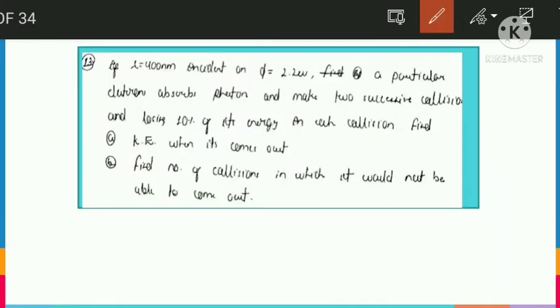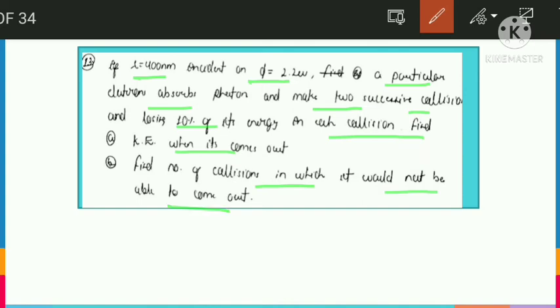So yes friends, let's see how we have to do this question. It says we have light of wavelength 400 nanometer incident on a metal plate whose phi equals 2.2 electron volt. A particular electron absorbs a photon and makes two successive collisions, losing 10% of its energy in each collision. Then we have to find the kinetic energy when it comes out, and second, the number of collisions after which it would not be able to come out.